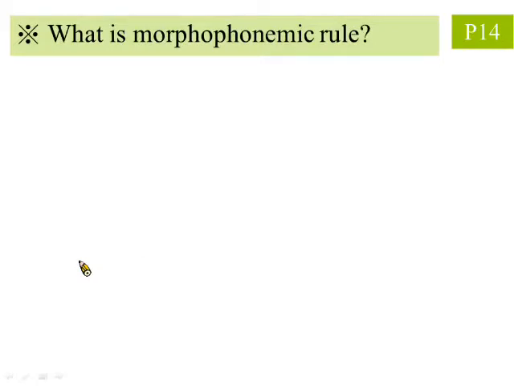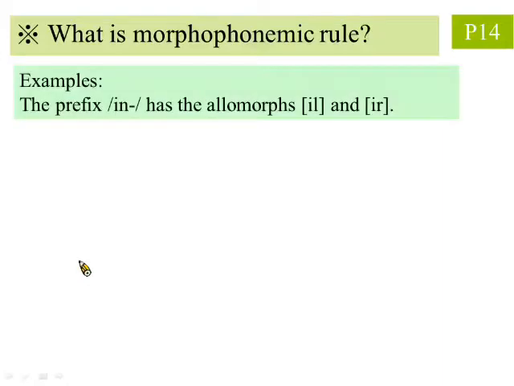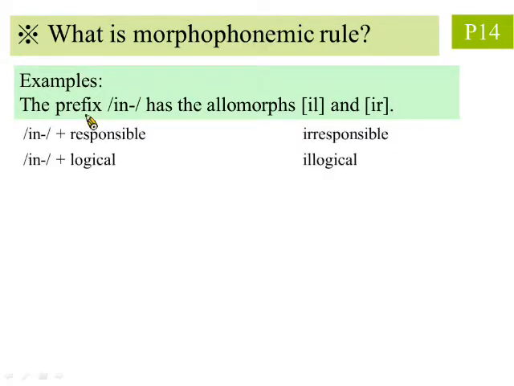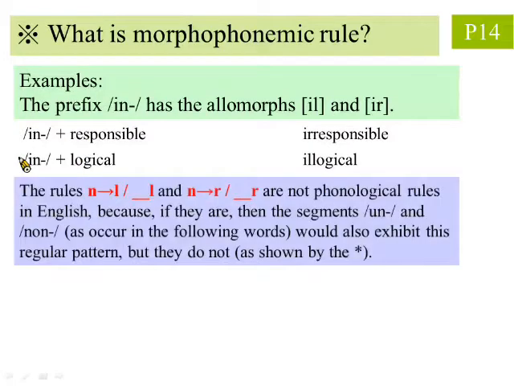Here we briefly explain what a morphophonemic rule is. Take the prefix in from the English language, for example. In has the two allomorphs, il and ir, which depend on the initial form of the word that follows. The relationship between the two allomorphs can be explained by two rules. If n is followed by l, then n assimilates to l. But if n is followed by r, then n assimilates to r.